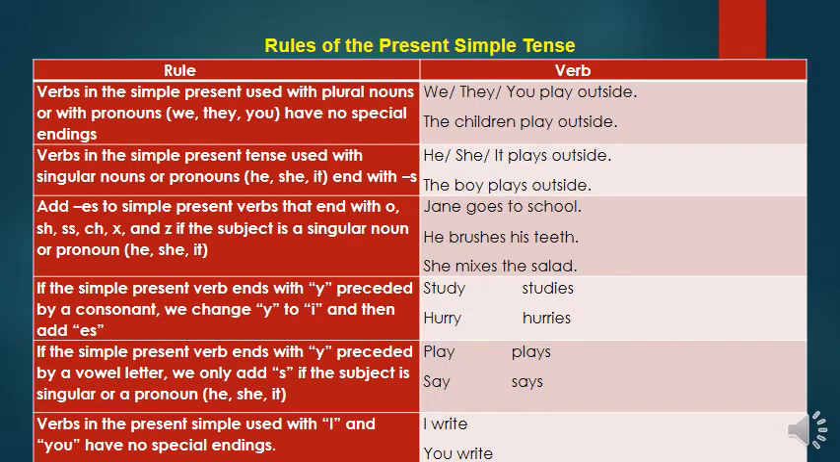First of all, we are going to talk about the rules of the present simple tense, and I'm going to give you some examples to clarify each rule. Let's start with the first rule.